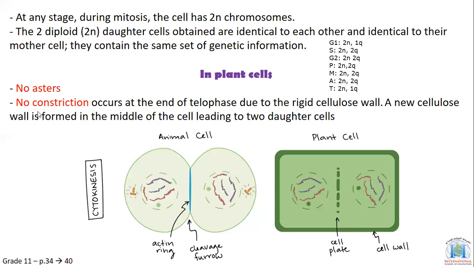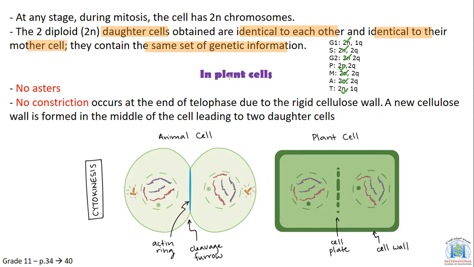As you can see, look, at all stages we have 2n chromosomes. 2n chromosomes. The number of chromosomes is conserved. It doesn't change. This is why I told you at the beginning, mitosis is a process to obtain daughter cells that are identical to each other and also identical to their mother cell. They have the same set of genetic information.